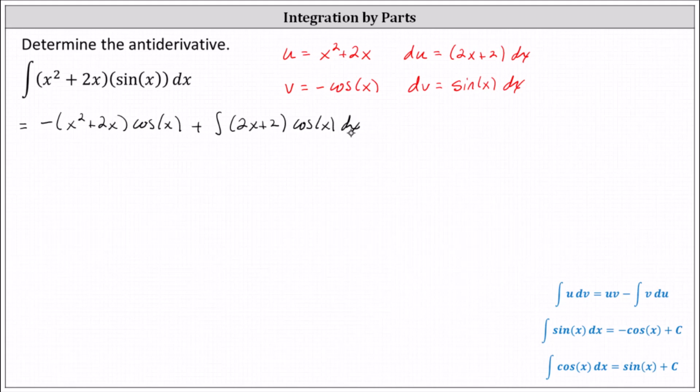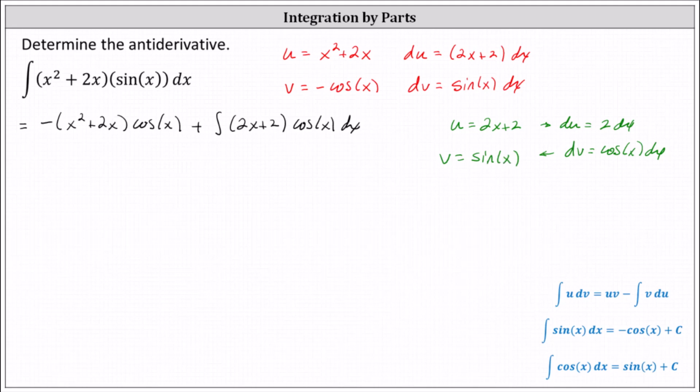And now we need to perform integration by parts again, where now we'll let u equal the quantity 2x plus 2, where du is going to equal simply 2 times dx. So performing integration by parts again, we have u equals 2x plus 2, and therefore dv must equal cosine x dx. And therefore du is equal to 2 times dx. And v equals the integral of cosine x dx, v equals sine x. Again, we leave the plus c to the very end.